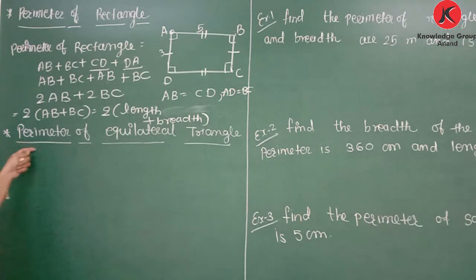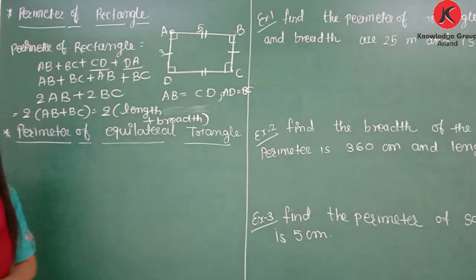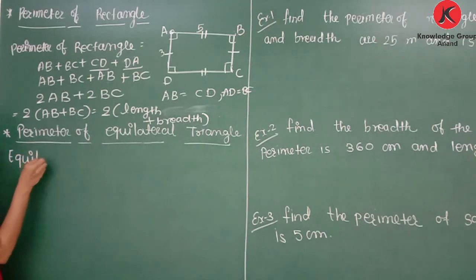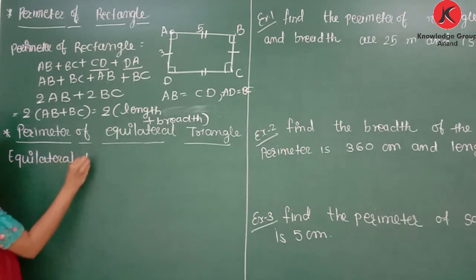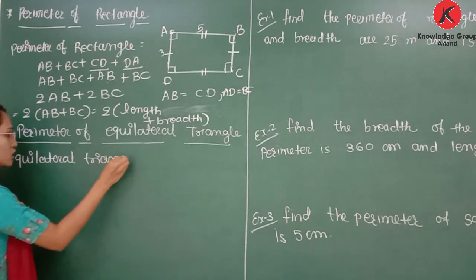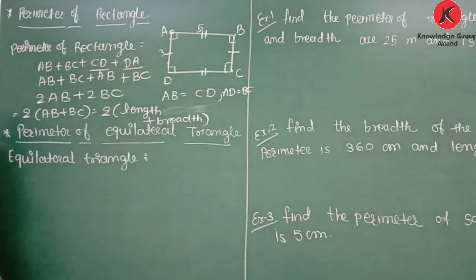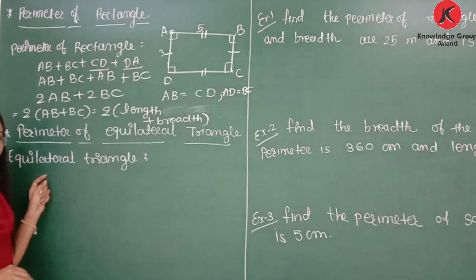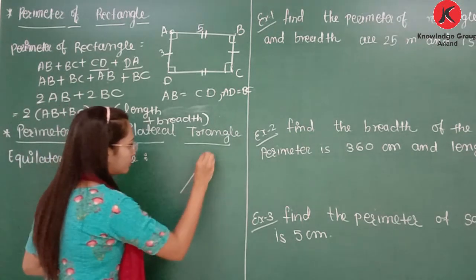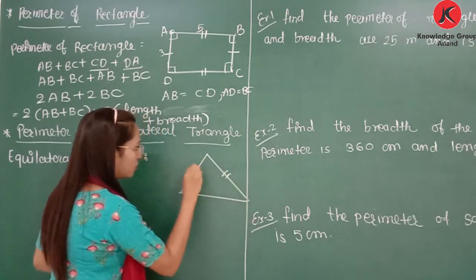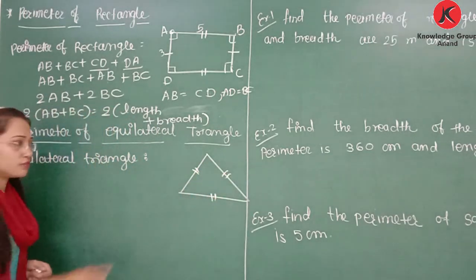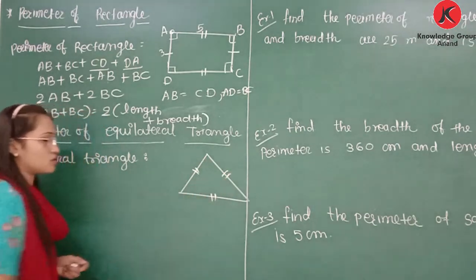Now next, perimeter of an equilateral triangle. So what is an equilateral triangle? If any geometrical shape is given, you need to add the lengths of all the sides of that figure to find the perimeter. For an equilateral triangle, all sides are the same. This symbol represents that all sides are the same. If this one is 5, this is also 5, and this one is also 5.